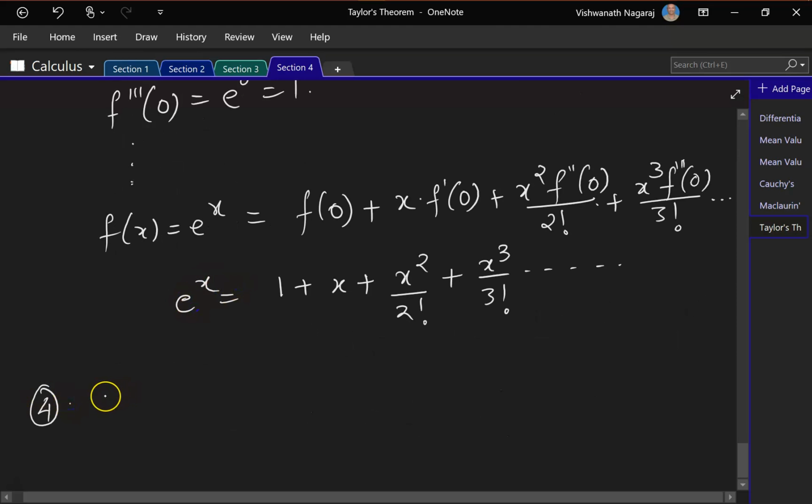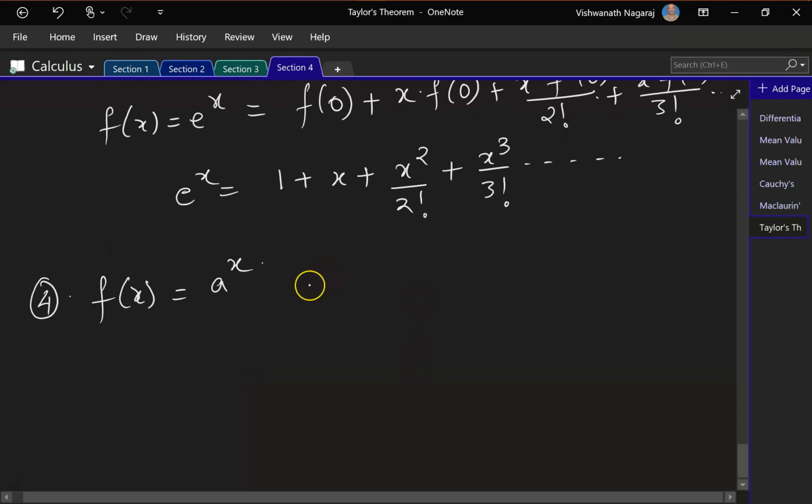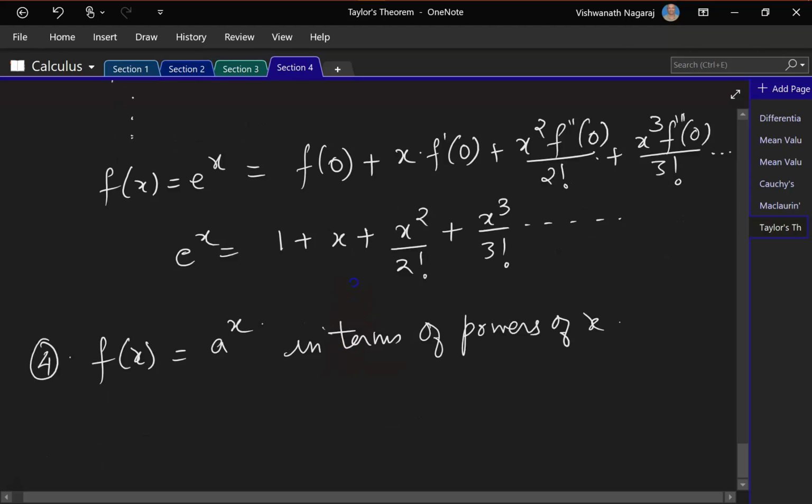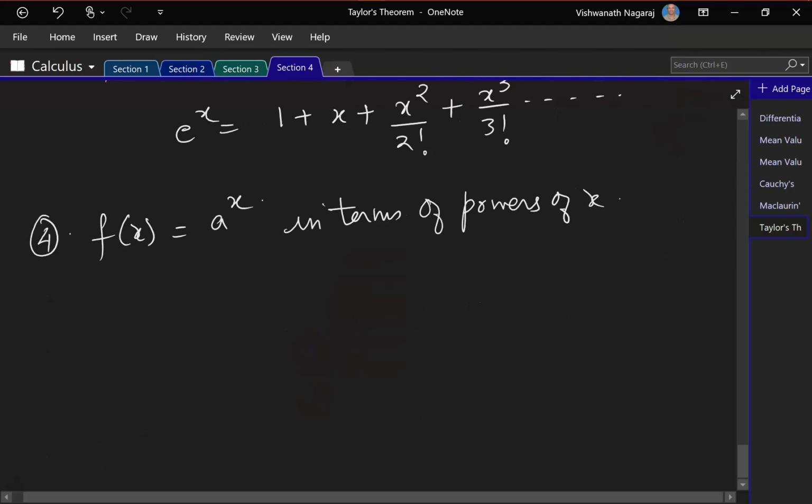Okay, fourth one, a slight variation of this. Instead of e to the power of x, it is a to the power of x. And again we want it in terms of powers of x. Now you might feel that e to the power of x was so simple, this should also be simple. Yeah, it would be simple if you know the derivatives of this. Let's see. f prime of x would be what? Now here I'll just do it.